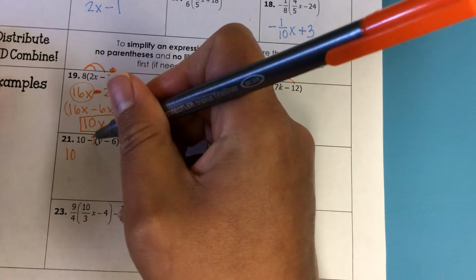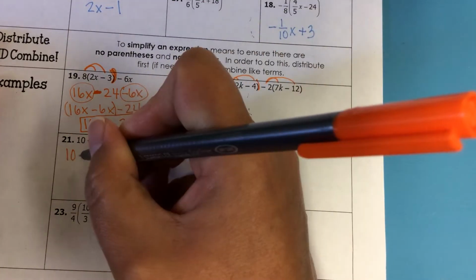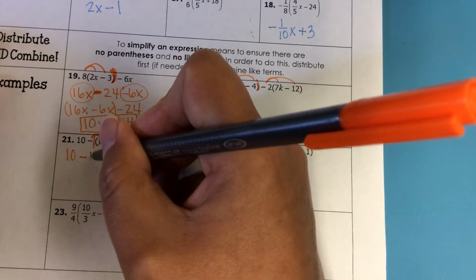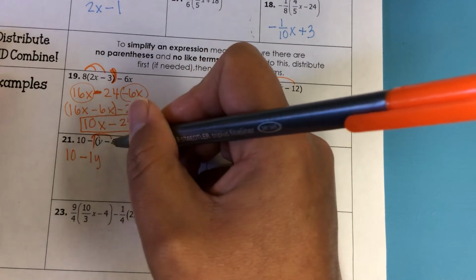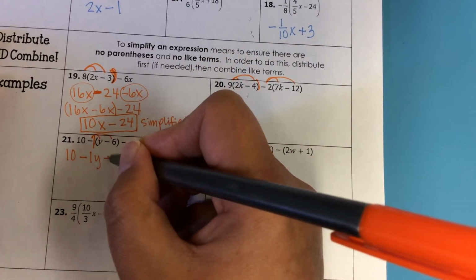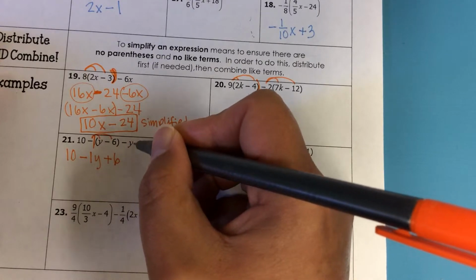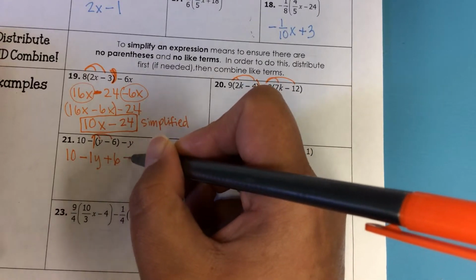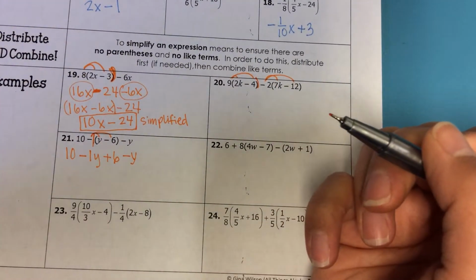I'm going to take this negative, I can put a 1 right here and start distributing it through the parentheses. So I end up with a negative 1y. I'm going to use that negative times the negative 6 to make a positive 6. And then because this minus y is outside the parentheses, nothing is happening to it, so I just rewrite it as it is. Okay, I'll let you take it from there.